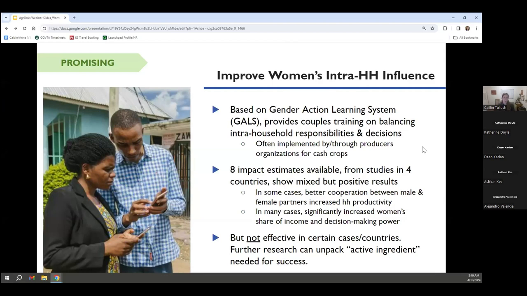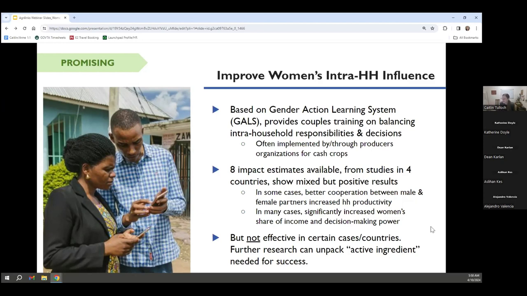And in practice, in the four studies that we could find, this was often being implemented by or through producers' organizations in the context of joint, so male and female household heads, cultivation of cash crops. There were 8 impact estimates available, so it's a pretty good size of research on this from studies across 4 countries. And this is one of those cases where we have relatively more data points, but the results were mixed, although positive. In some cases, better cooperation between male and female partners doing joint cultivation actually led to higher household productivity itself, which was potentially surprising to me. I might have thought of this as a norms shift intervention that was going to drive control of income, whereas household grants were just going to be about the dollars.